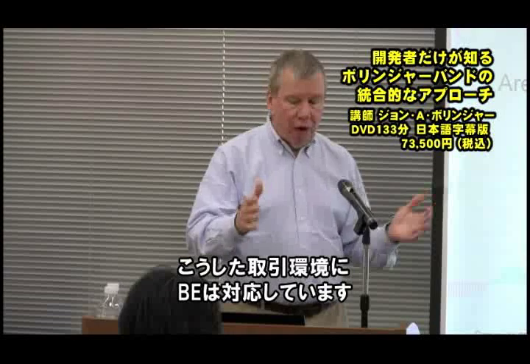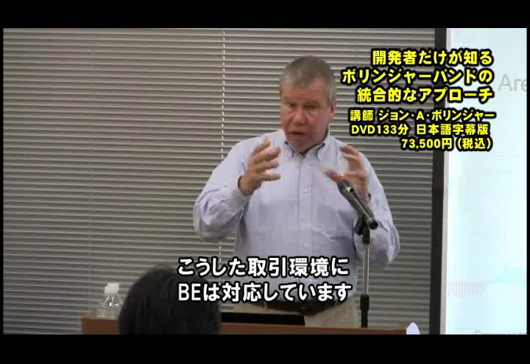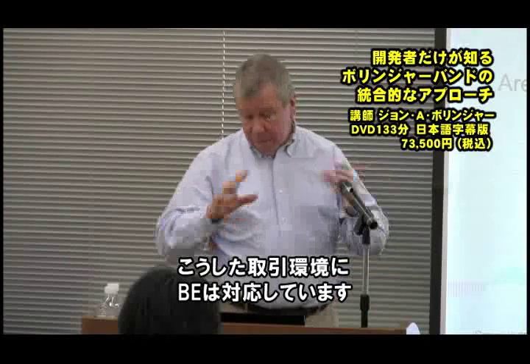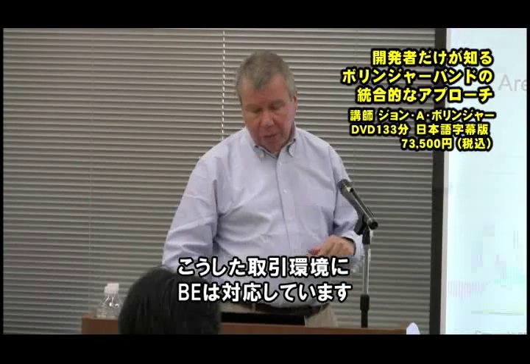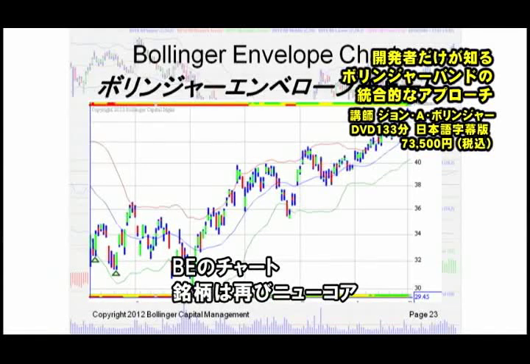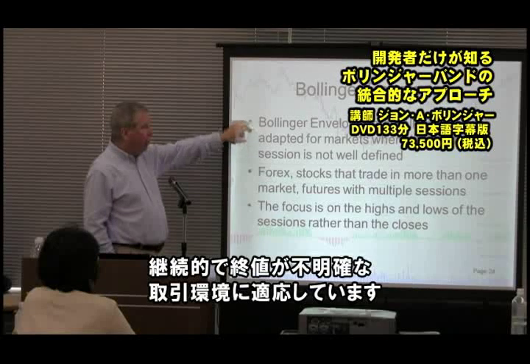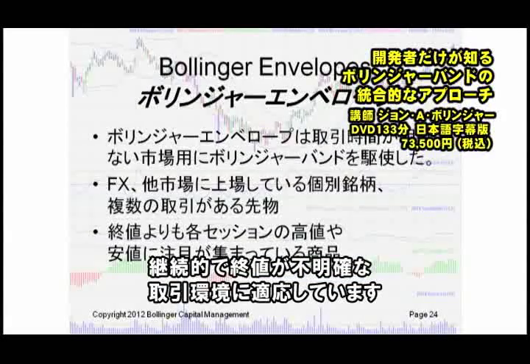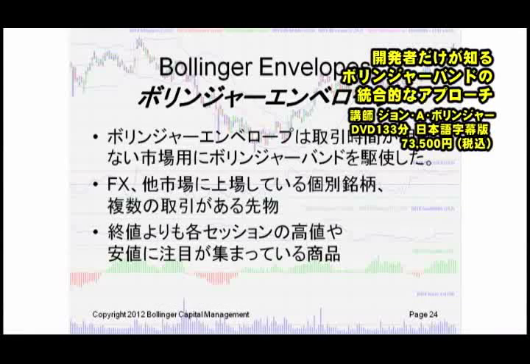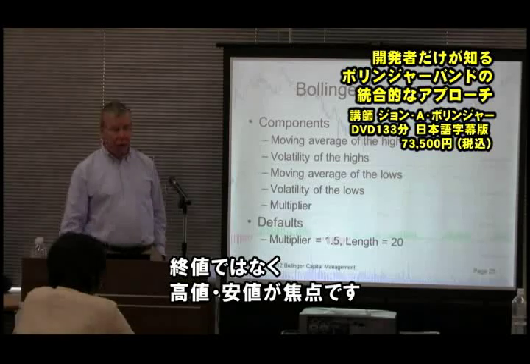So for markets where we have this 24-hour trading characteristic, or the session has become not well defined anymore, we developed Bollinger Envelopes. And here we have a chart again of Nucor, but this time with Bollinger Envelopes instead of Bollinger Bands. So Bollinger Envelopes are simply Bollinger Bands adapted for markets where the trading session is not well defined. The focus is on the highs and lows rather than on the closes.